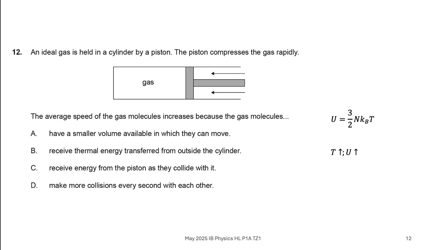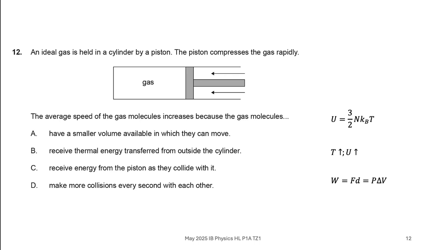So if we've got an average speed increasing, then we must have received some energy from somewhere. That internal energy must go up, and the question is where that has come from. And I think this is something which students often take for granted. That energy has come from the piston itself. By compressing the gas, the piston is doing work on the gas.